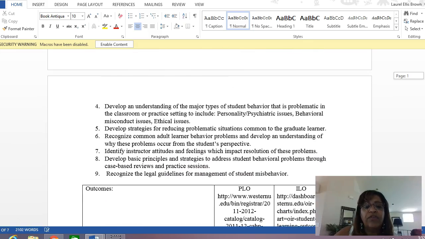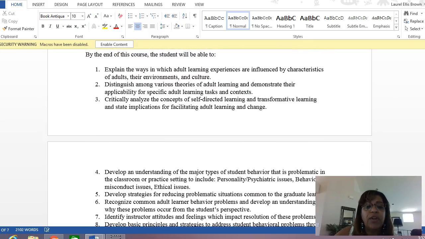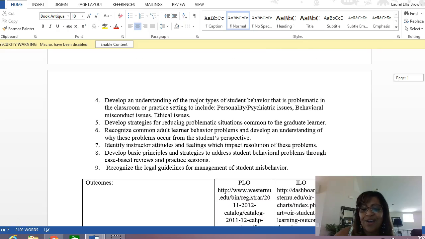We're going to look at self-directed learning and transformative learning. We are also going to look at the major types of student behaviors that can become problematic: personality or psychiatric issues, behavioral misconduct, as well as ethical issues. Yes, even in graduate school, there are behavioral misconduct issues that you may have to address. And hopefully, if you're gearing your teaching at really engaging your students, you'll have fewer and fewer of those misconduct issues.